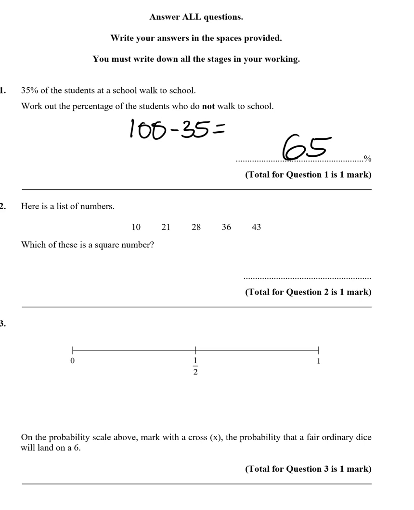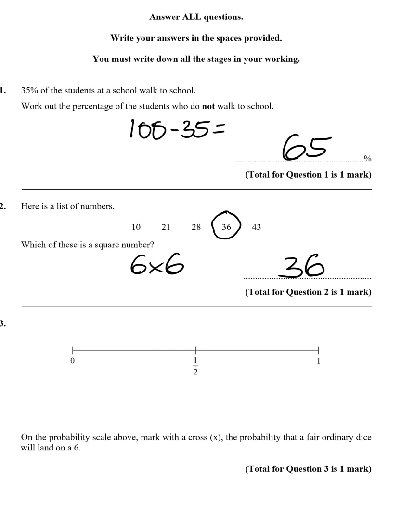Right, question 2. Here is a list of numbers. Which of these is a square number? Well, a square number is a number you get when you times a number by itself. So hopefully you can recognise the square number, and it is 36. 6 times 6 is 36. So that's the square number.